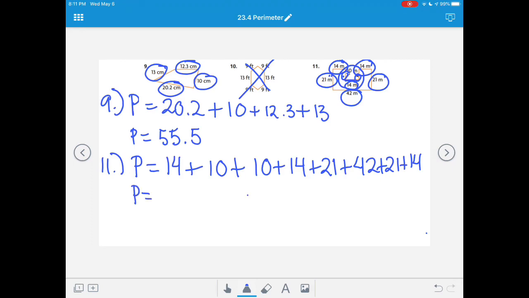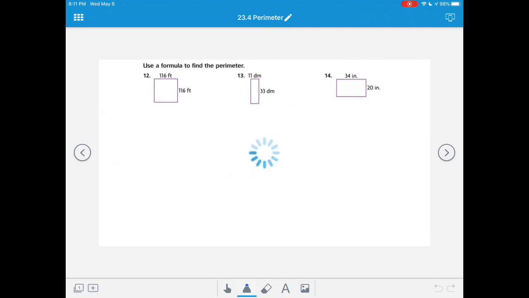Now I have the perimeter equals 146. Now because that was so long, I'm going to double check my math one more time on my calculator to make sure that I got that right. So I'm double checking 14 plus 10 plus 10 plus 14 plus 21 plus 42 plus 21 plus 14. And yes, I ended up again with 146. So I checked myself. I did it correctly.